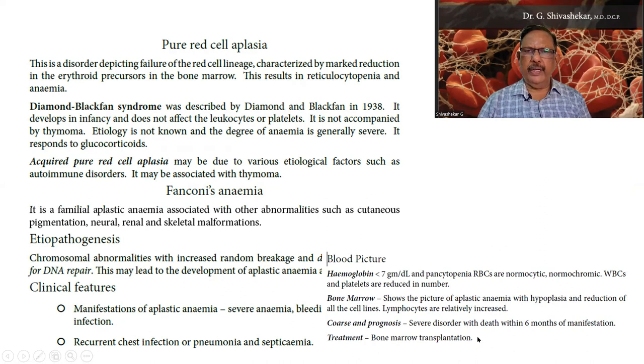Normally, in the blood picture of aplastic anemia, the hemoglobin will be less than 7 grams. And the marrow picture we have already shown. Course and prognosis is quite severe and serious unless the insulting agent is removed. Secondly, if it is still refractory to treatment, there should be a bone marrow transplantation or stem cell therapy. These are the manifestations of aplasia.